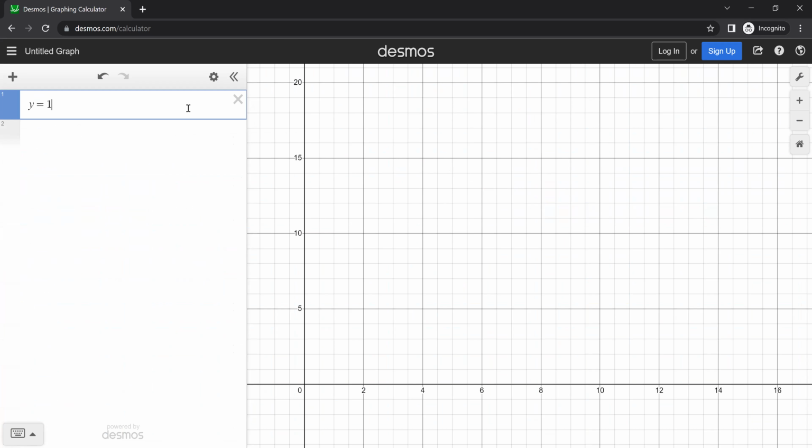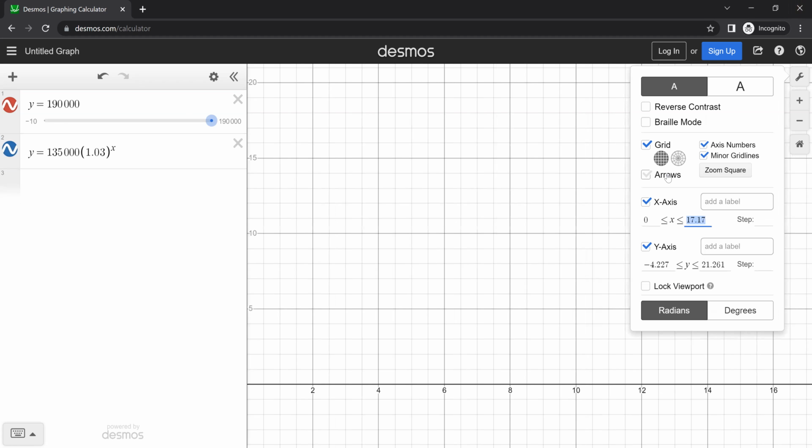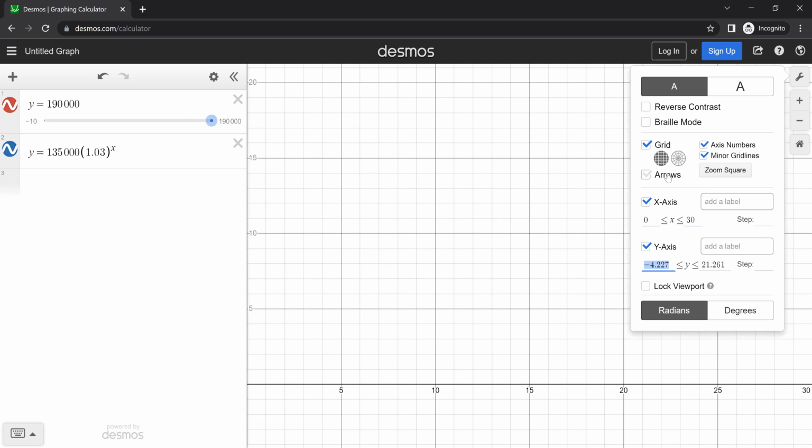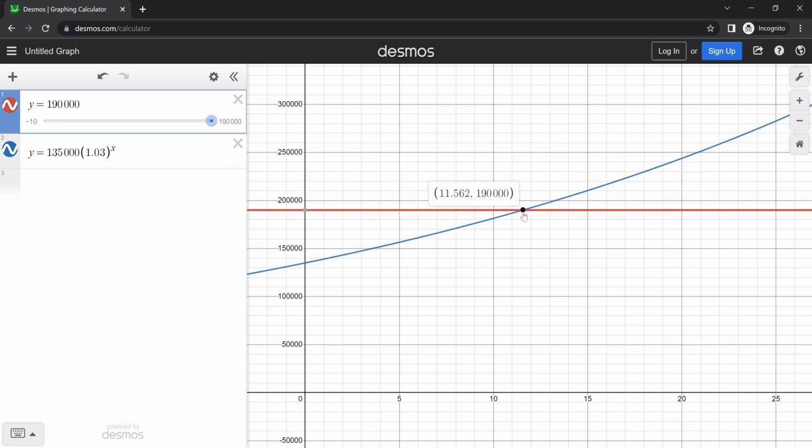Okay, so we got y equals 190,000, and y equals 135,000 times 1.03 to the power of X. We can't use T. And of course you can't see anything because the Y values are so large. Let's go 0 to 30 years, and 0 to 400,000. There we go. Now we can finally see where they intersect. You can see it's at T equals 11.56 years.